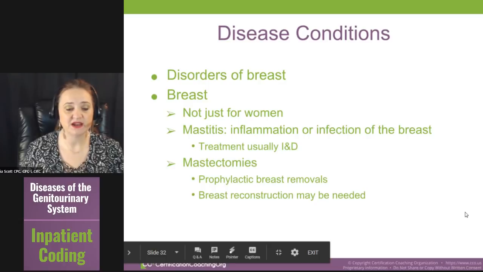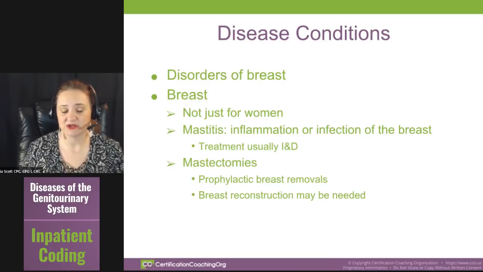Disorders of the breast can affect men and women. We already talked about that. Mastitis is an inflammation or infection of the breast tissue. They can give you an antibiotic, but if they have to, they could go in and do an I&D, an incision and drainage. But not always does that have to be done. Antibiotics can take care of it. Sometimes women that are nursing will develop mastitis, and the breast will get very hard and painful.